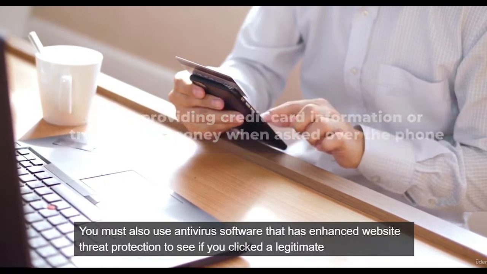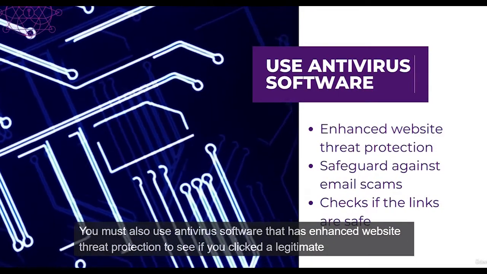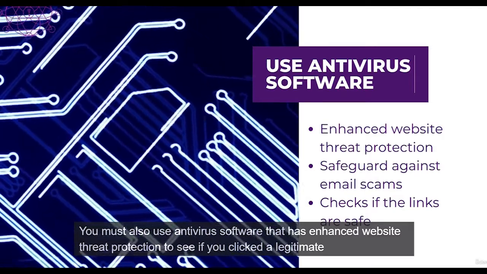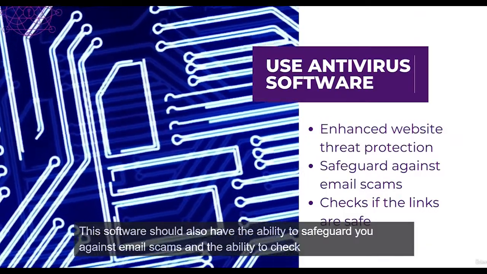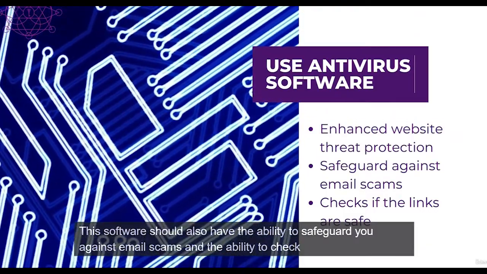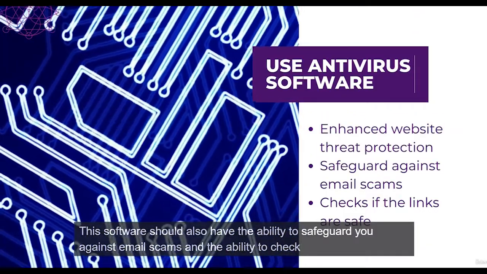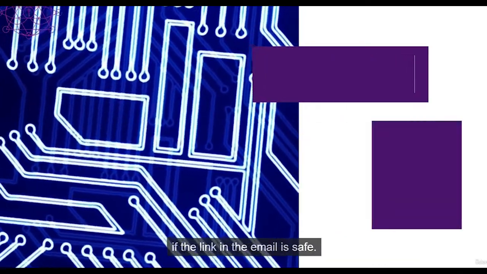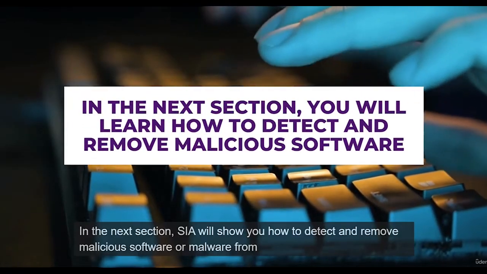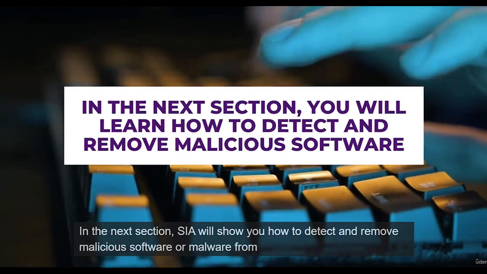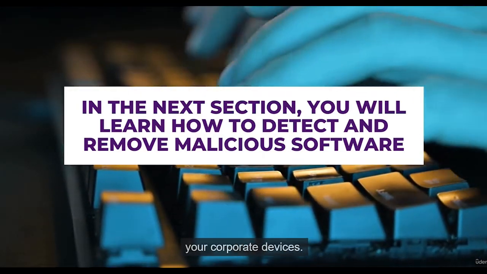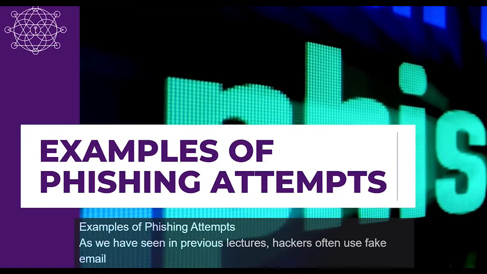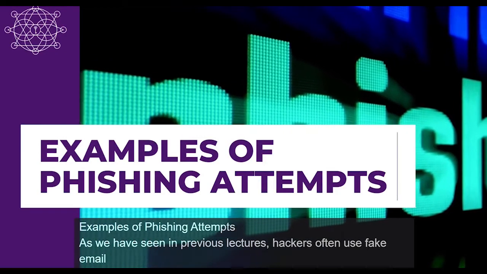If in doubt, you should always ask for approval from any present manager or supervisor. You must also use antivirus software that has enhanced website threat protection to see if you clicked a legitimate website or not. This software should also have the ability to safeguard you against email scams, and the ability to check if the link in the email is safe. In the next section, SIA will show you how to detect and remove malicious software or malware from your corporate devices.